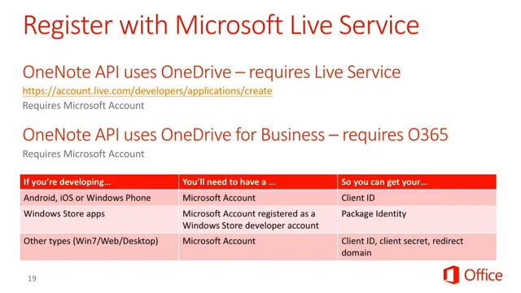If you're developing an app for one of the mobile devices, you'll need a Microsoft account so you can get your client ID. If you're creating a Windows Store app, you're going to need a Microsoft account registered as a Windows Store developer account so you can get your package identity. Other types include Windows 7 apps, Windows 8 apps, Windows 10 apps, web apps, and desktop apps. For all those, you're going to need a Microsoft account to get your client ID, secret, and redirect domain.